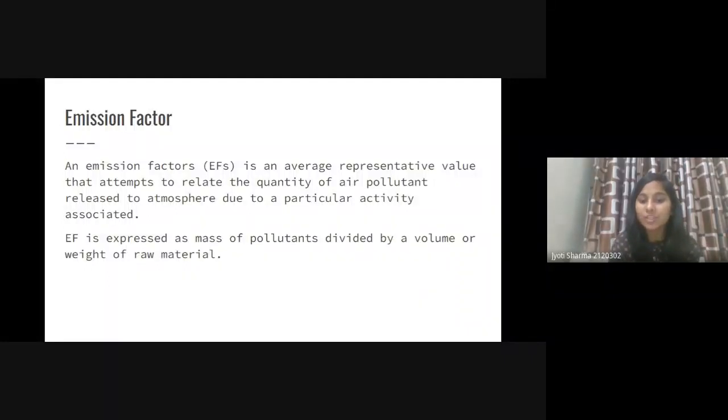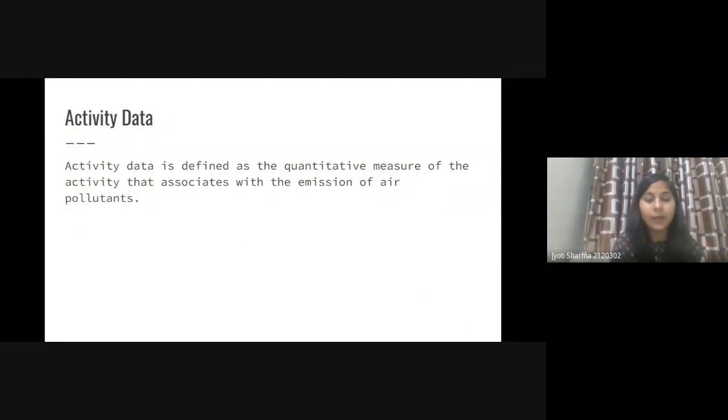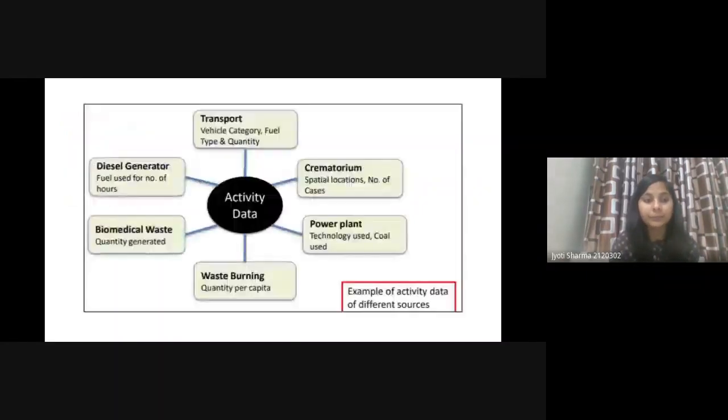So this is your emission factor. Then activity data, this is defined as the quantitative measure of the activity that is associated with the emission of air pollutant. Okay, so here we may have the activity data. For example, from transport, what different vehicle categories we have.